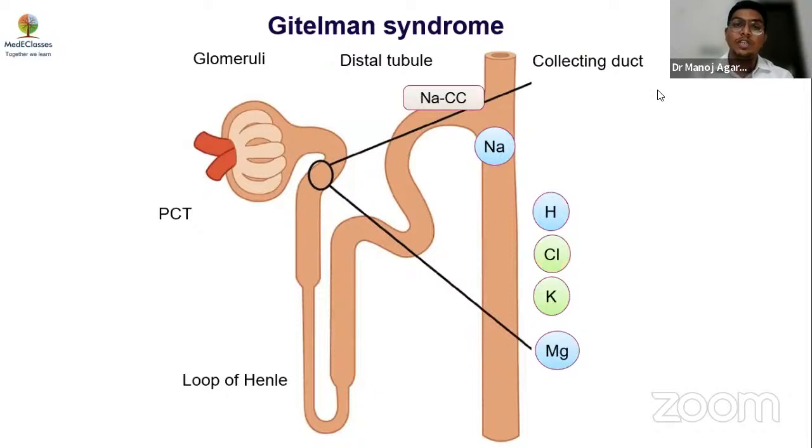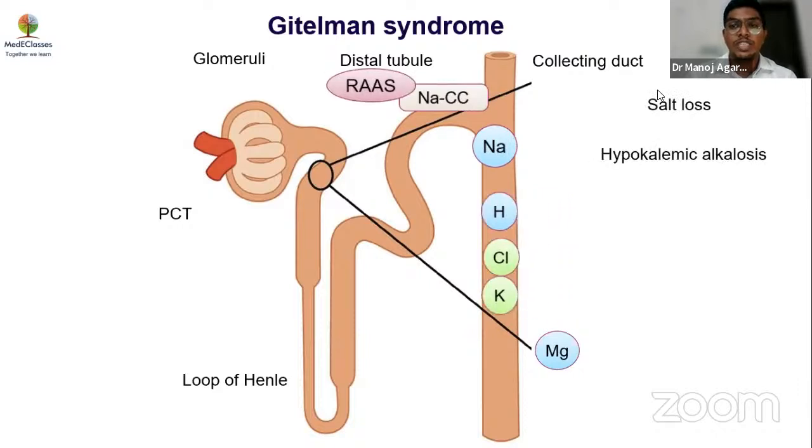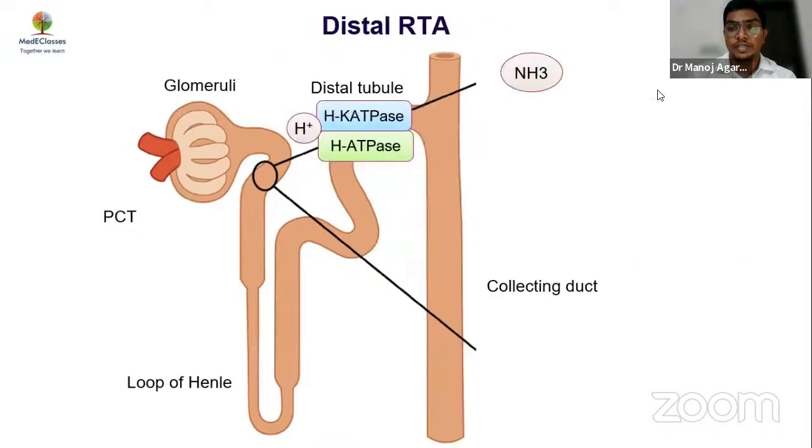Gitelman syndrome is similar to thiazide use. So it is less prone to hypovolemia, and it can cause less severe hypokalemia than Bartter syndrome. But mainly it presents with magnesium loss. So it is a similar condition with hypokalemic alkalosis, low magnesium, and high urinary magnesium excretion. So it is a similar condition like thiazide excess.